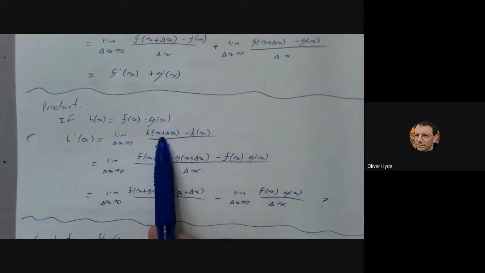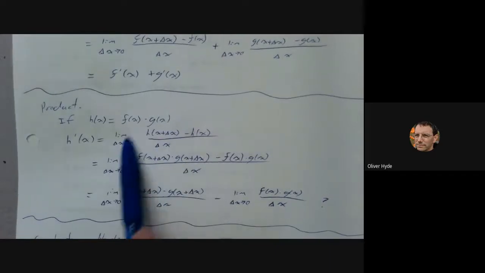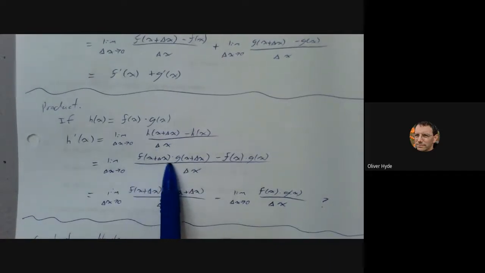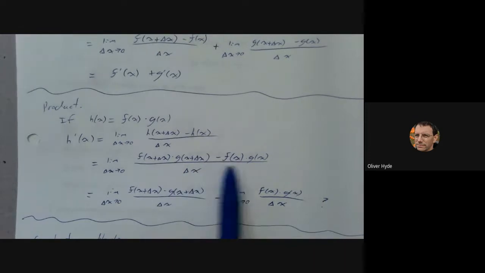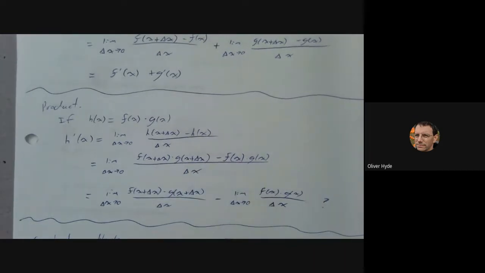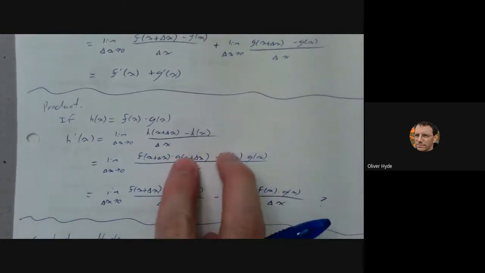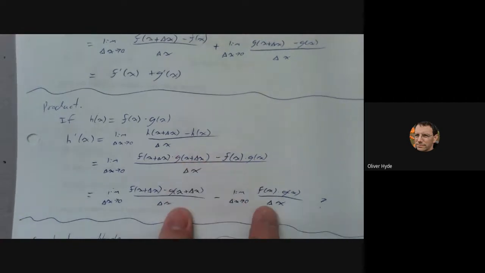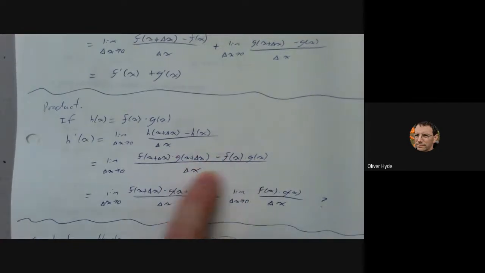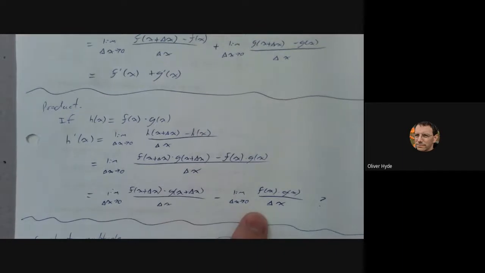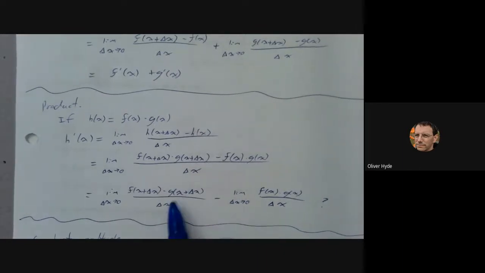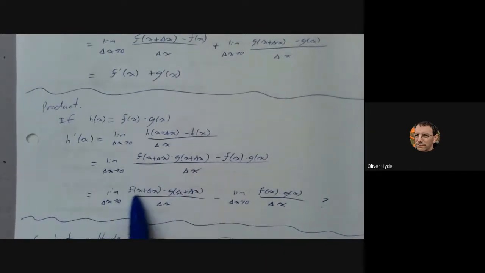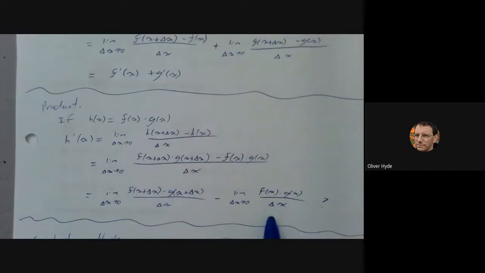I substitute in my specific definitions again, except now I'm going to have f of x plus delta x times g of x plus delta x minus f of x times g of x. So I can try splitting this up into two separate fractions, and here I distributed the division and then used the limit of a difference rule. But notice how I'm not finding the derivative of the first times the derivative of the second.